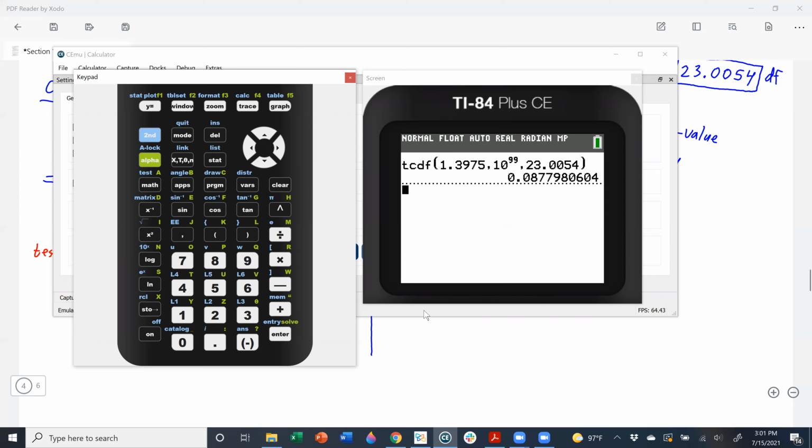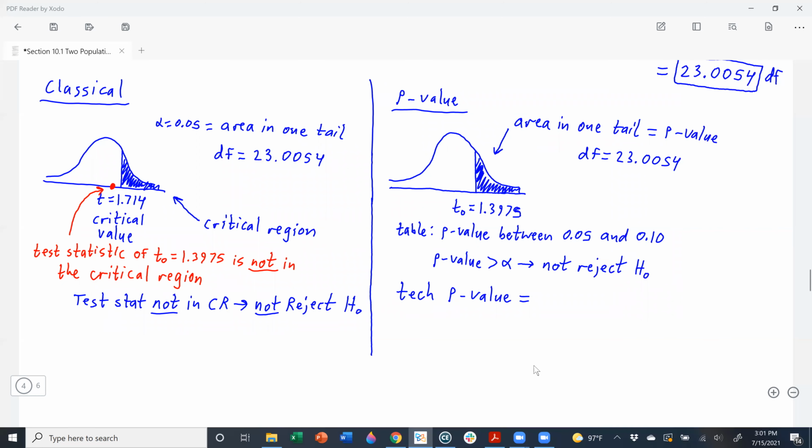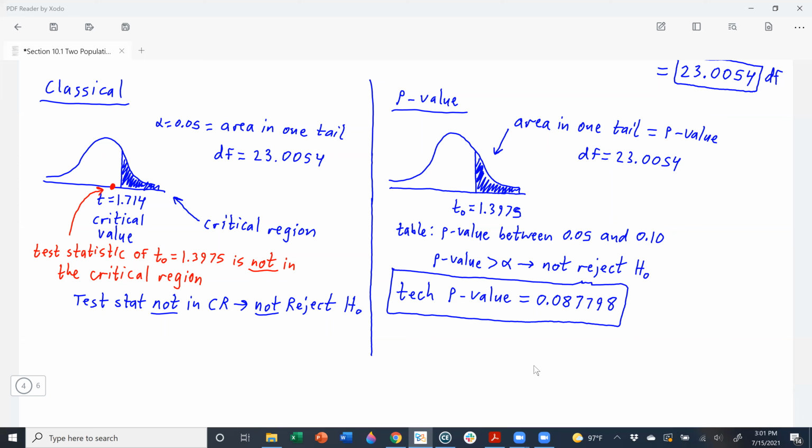So let's write that down. It's 0.08779. I'll go several decimal places just so that we can make it crazy accurate. Okay, so I'll write down several of those decimal places. 0.08798. Okay, so there is the p-value. You might need to round that to 2 decimal places or 3 decimal places or 4 decimal places, whatever you're being asked for. But there is the tech p-value.